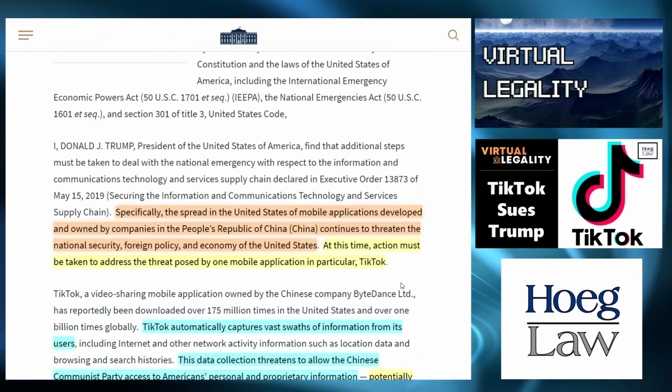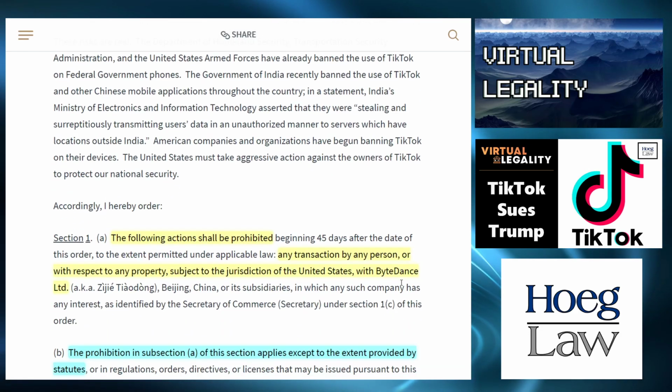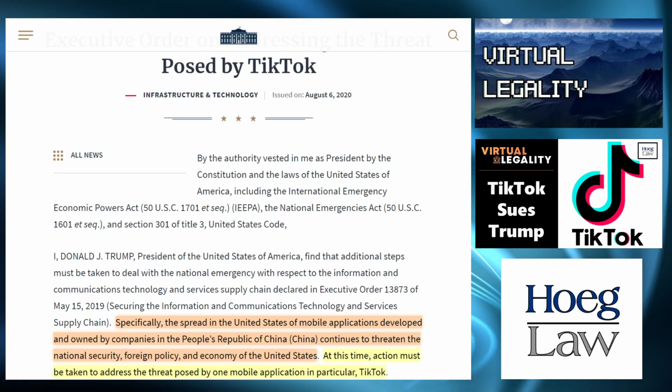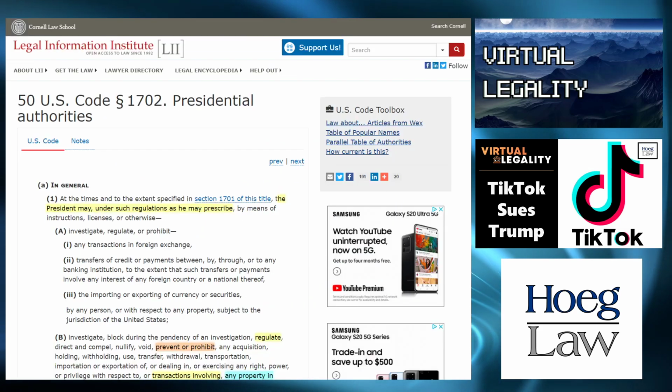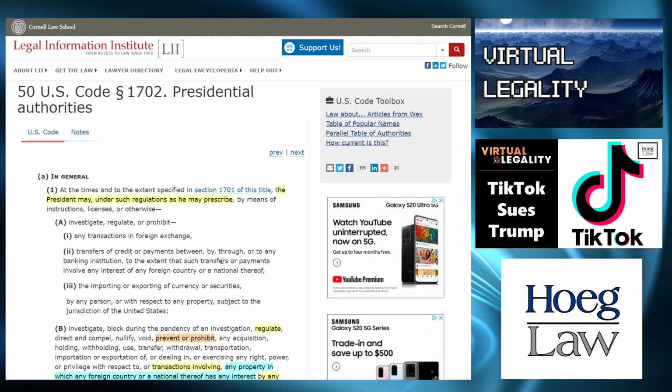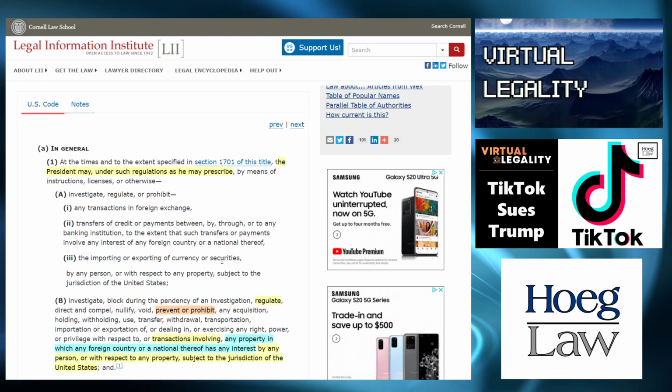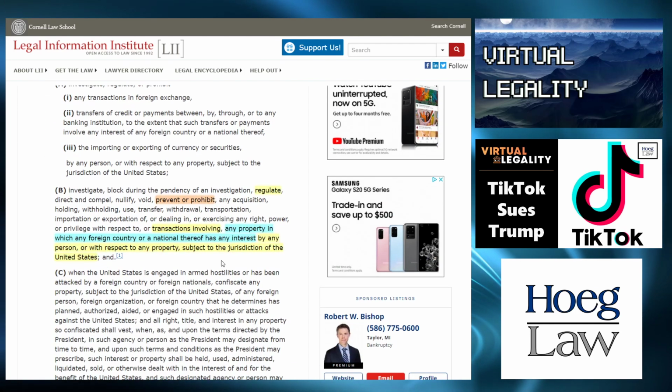So that's the background. They banned all transactions without giving additional definition to that with ByteDance Limited, the parent company of TikTok. And what authority is given to the president to do that? Well, you go and you look at this law and it says, at the times and to the extent specified in this title, and we're going to look at that as well, the president may, under such regulations as he may prescribe, regulate, prevent, or prohibit transactions involving any property in which any foreign country or a national thereof has any interest by any person or with respect to any property subject to the jurisdiction of the United States.